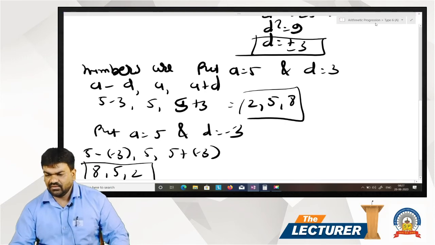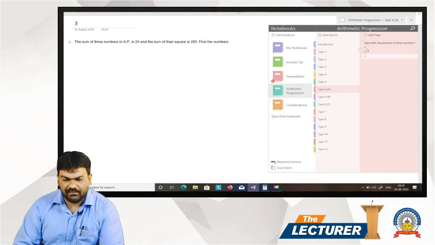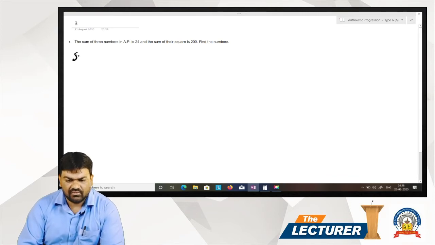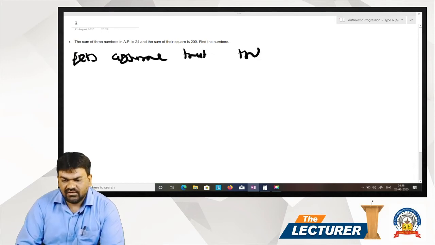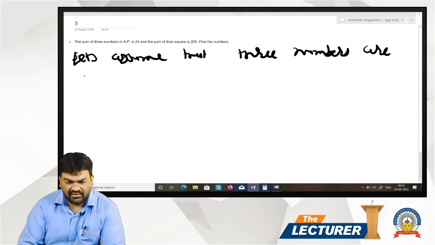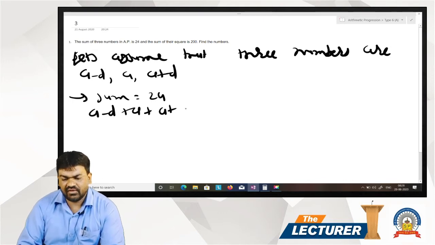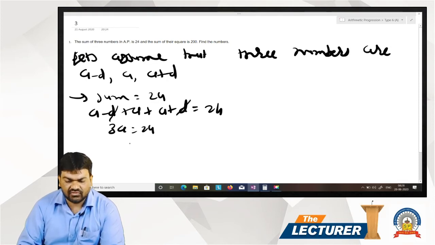Next, example number 3. The sum of three numbers in AP is 24. Let's assume that the three numbers are a minus d, a, a plus d. Now the sum is 24, that is a minus d plus a plus d is equal to 24. The d and minus d cancel, 3a is equal to 24, so a is equal to 8.